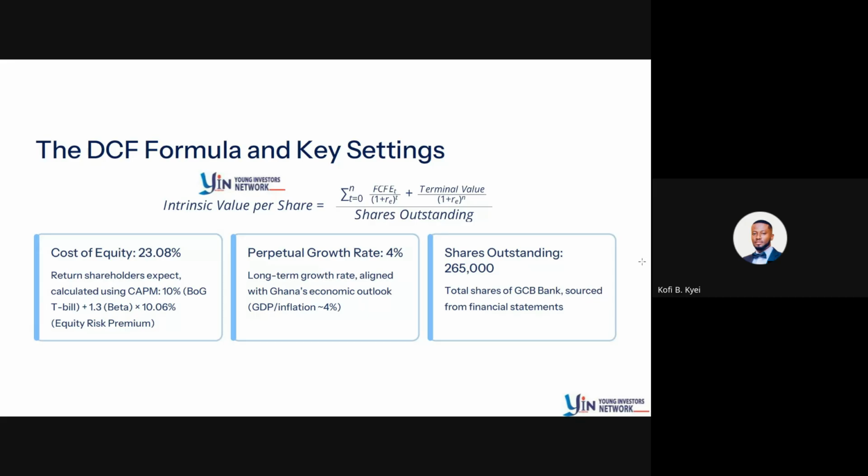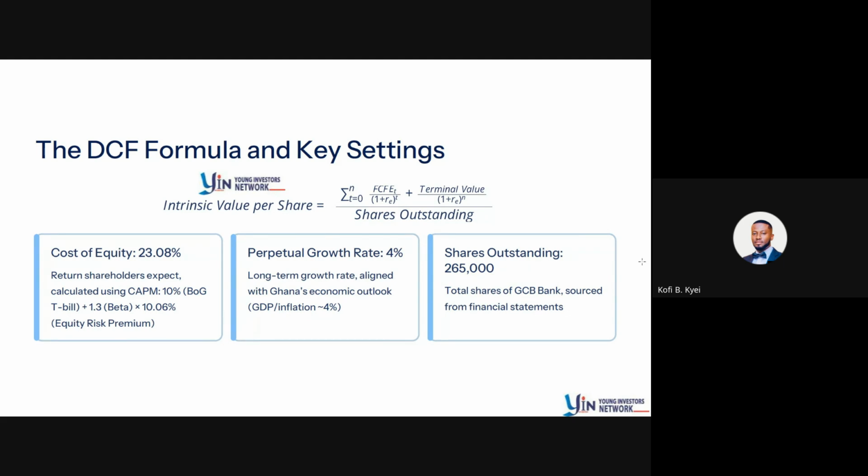The cost of equity, we explained yesterday, is the return that shareholders expect. The calculation is the CAPM approach, where we factor in the beta, the treasury bill rates, and the equity risk premium. That was fully explained in yesterday's session. Perpetual growth rate is normally aligned with the GDP growth rate. We said that the projection for Ghana GDP is 4%. You can use a more simplified approach, a lower figure, let's say 3.53. But in all this analysis, you have to do a sensitivity analysis to see how changes in these components will impact your intrinsic value.